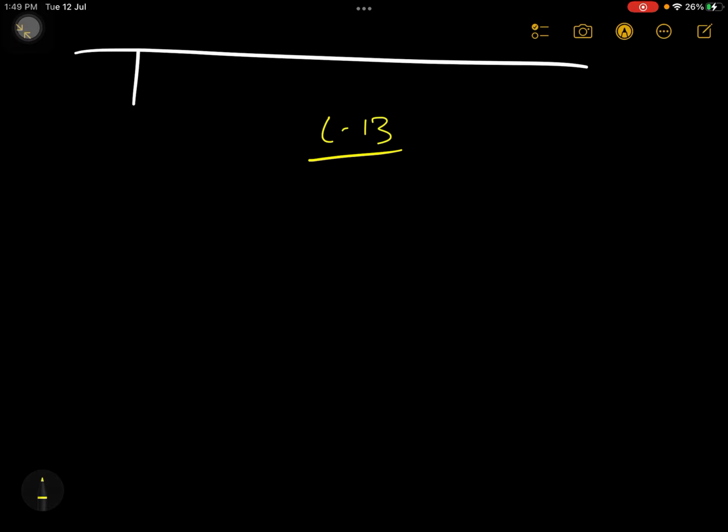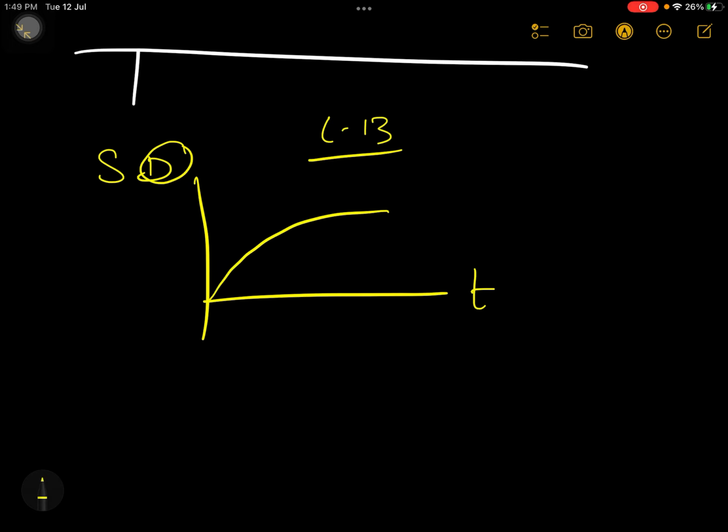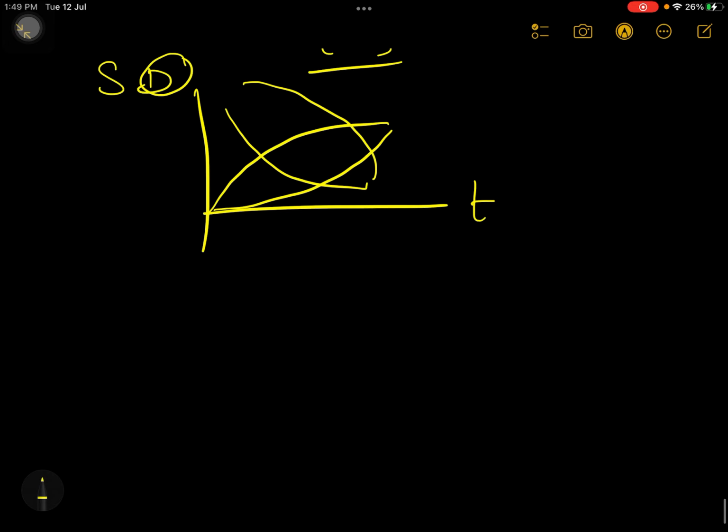So let's start our lecture 13. In this lecture we are going to discuss some very special graphs for the displacement time graph. Displacement means symbol S. So here we are going to discuss these kinds of graphs and what is the physical meaning of these types of graphs. The concept will be very similar to the distance time graph.